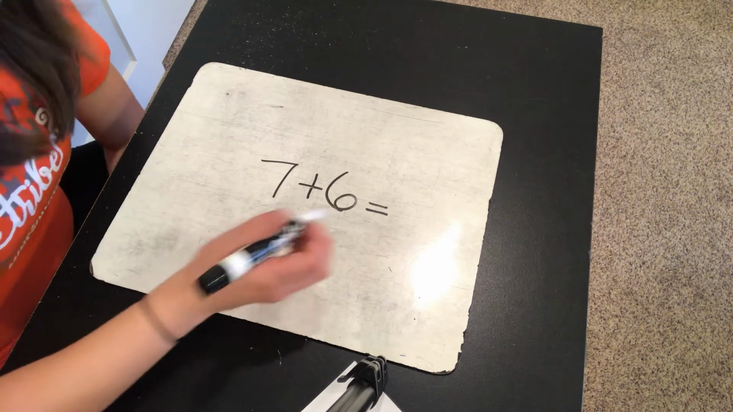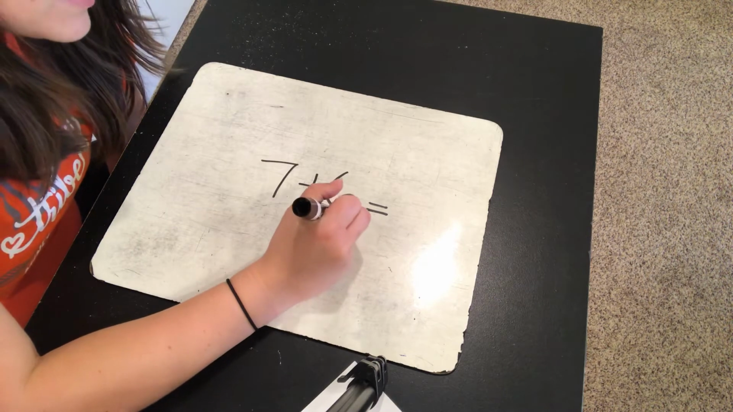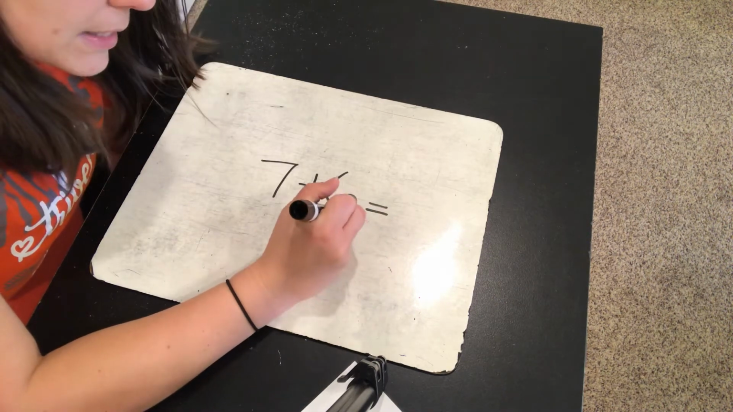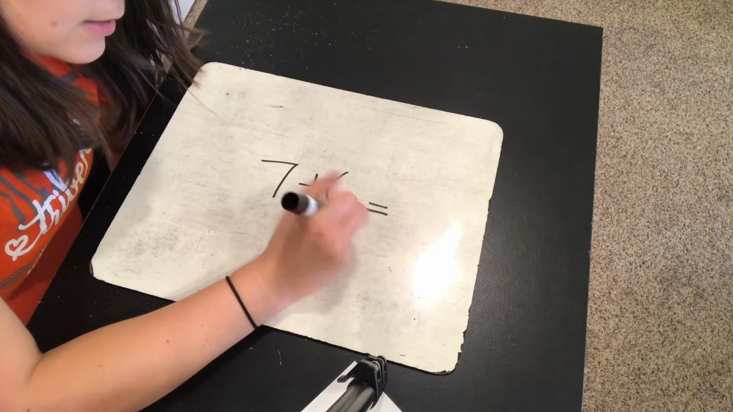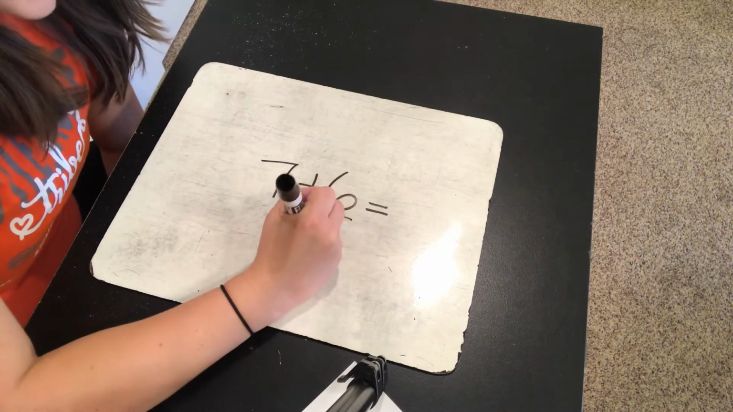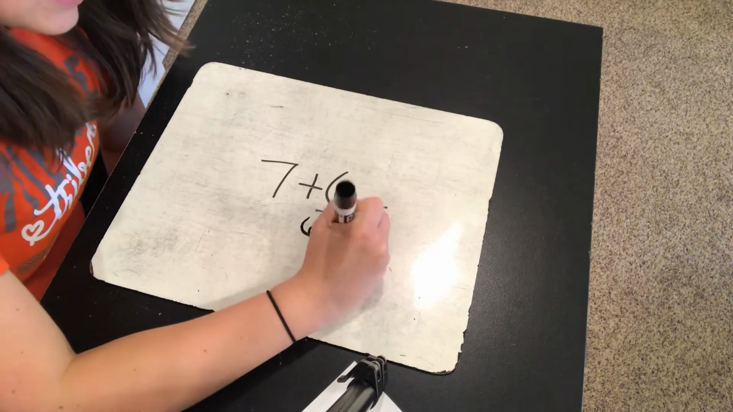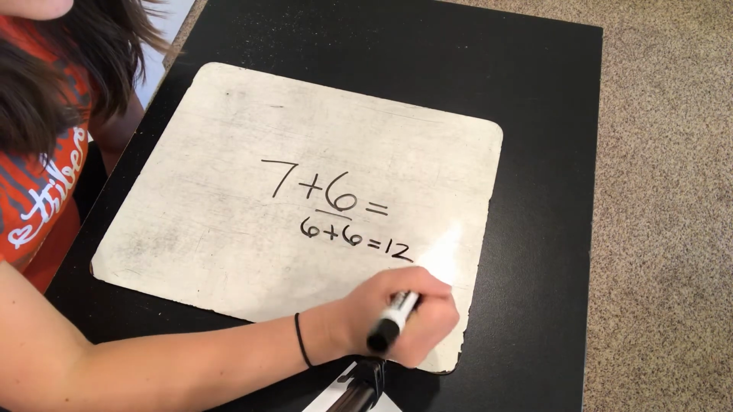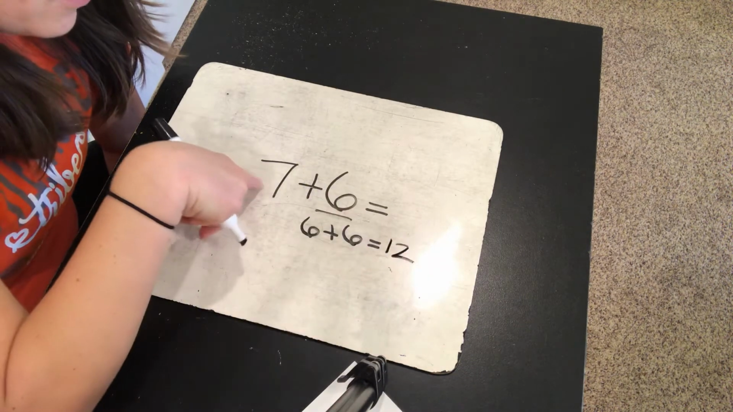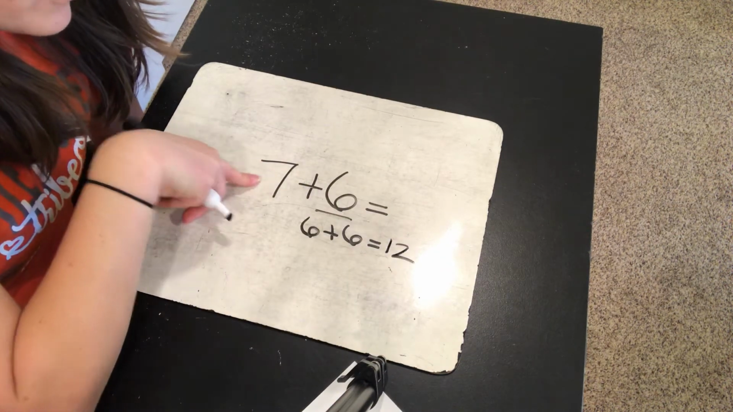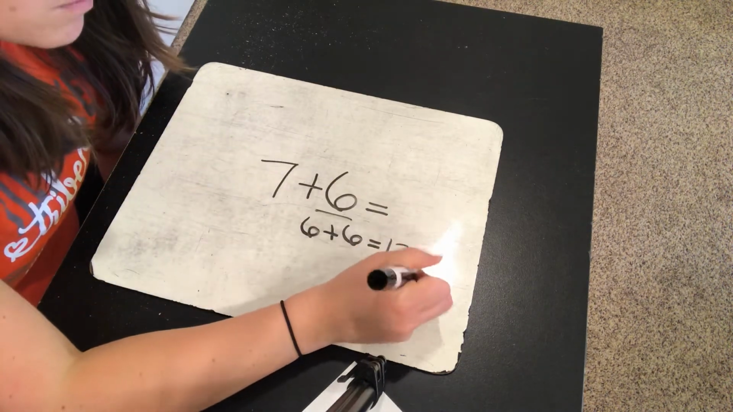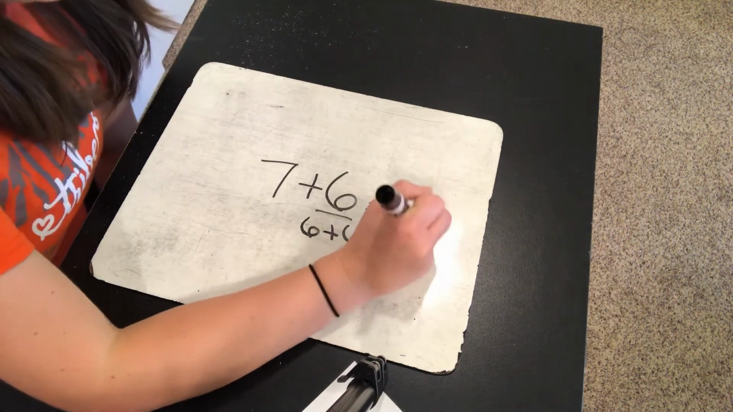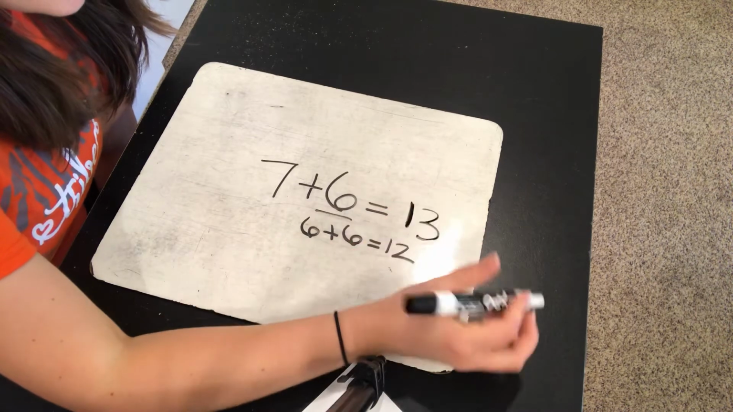All right, so with 7 plus 6, using the double plus one strategy, you should have chosen the smallest add-in, which is 6, and doubled it. So 6 plus 6 equals 12, and then add one more since 7 is just one more than 6. 12 plus 1 is 13. So 7 plus 6 is 13.